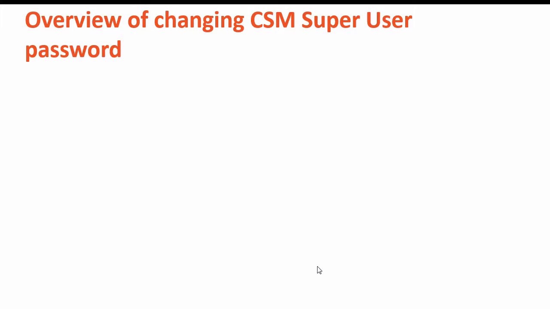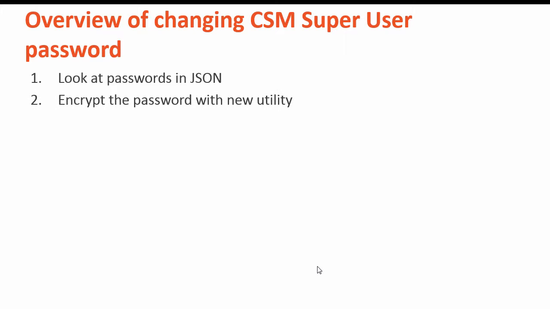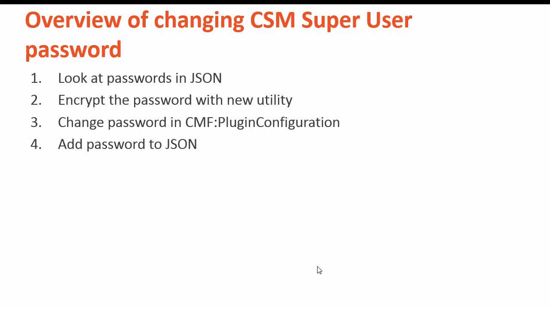In this video, here's what we're going to cover. We're going to quickly look at the super user password in the Cloud Services JSON. We're going to use the new BMC customer support utility to encrypt the new super user password. We're going to change the super user password in the CMF plugin configuration form. We're going to add the encrypted password to the JSON, and then we're going to restart the Platform Manager. This will also involve a few manual steps.